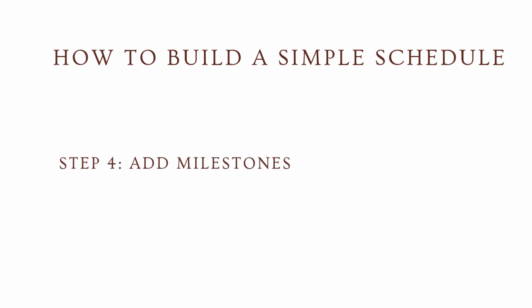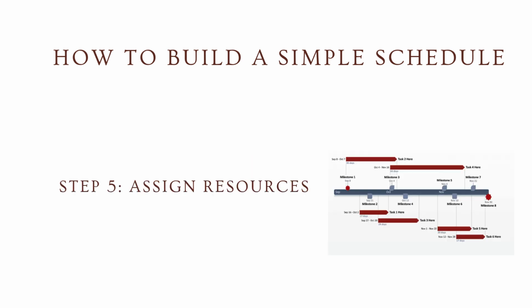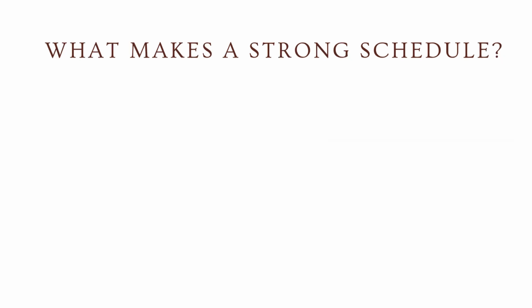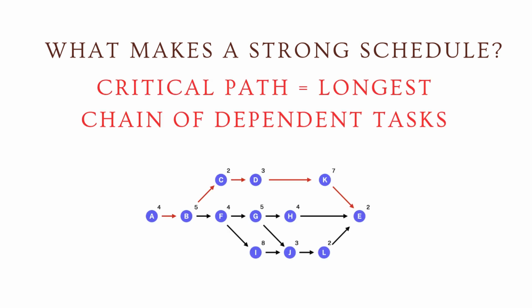Step 4. Add milestones. Milestones are important events like approvals or deliverables. Step 5. Assign resources. People, teams, equipment, assign them to each task. Build a strong, reliable schedule. You need 3 things: logical task flow, realistic durations, correct dependencies. This helps identify the critical path, the sequence of tasks that determines the project's finish date.